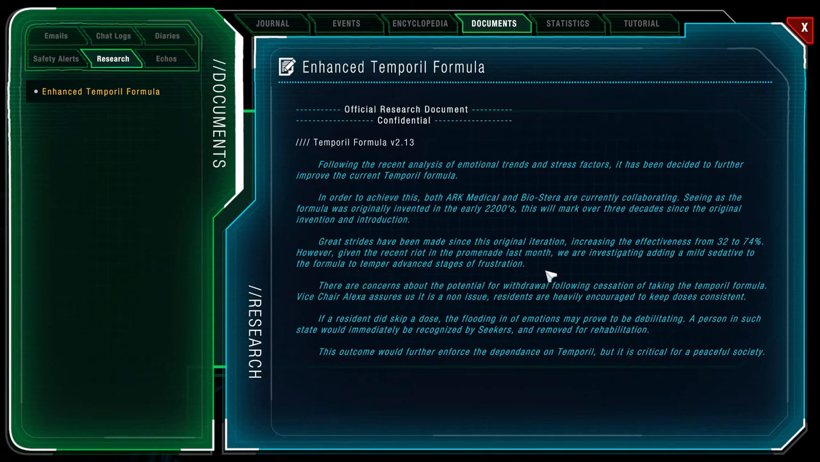Great strides have been made since the original iteration, increasing the effectiveness from 32 to 74%. However, given the recent riot in the promenade last month, we are investigating adding a mild sedative to the formula to temper advanced stages of frustration. There are concerns about the potential for withdrawal following cessation of taking the temporal formula. Vice Chair Alexa assures us it is a non-issue. Residents are heavily encouraged to keep doses consistent. If a resident did skip a dose, the flooding in of emotions may prove to be debilitating. A person in such a state would immediately be recognized by seekers, see, this is the robots, the security force, and removed for rehabilitation. This outcome would further enforce the dependence on temporal, but it is critical for a peaceful society.